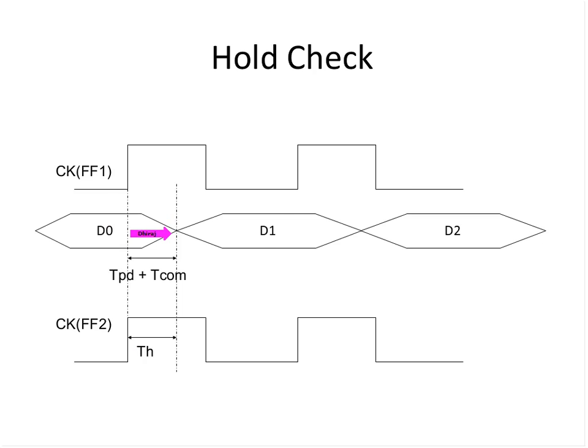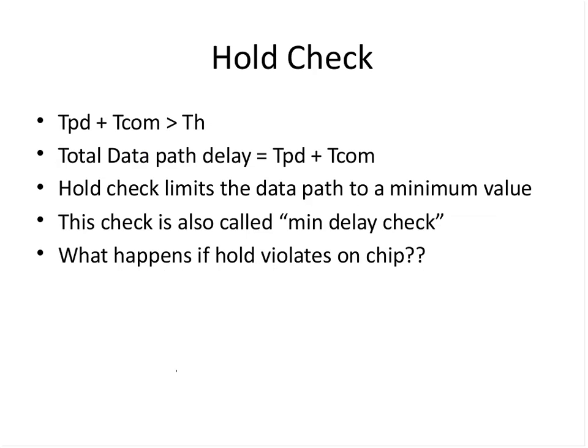In terms of equation, TPD plus TCOM should be greater than TH. Again, let's analyze this. Path delay TPD plus TCOM, same as before. TH comes from the library, the hold time constraint. What is the equation type? The equation is this type: path delay is greater than a minimum value. So the hold check will constrain the path delay for a minimum value. That is why this check is also called min delay check.